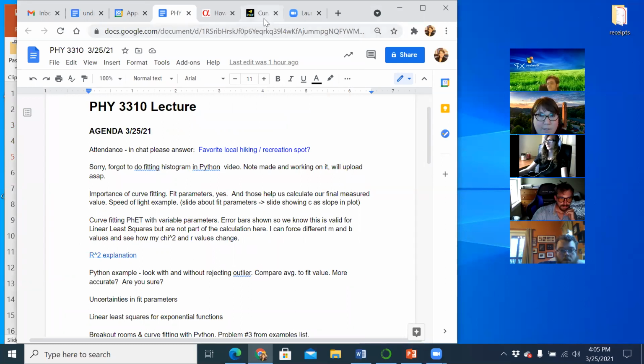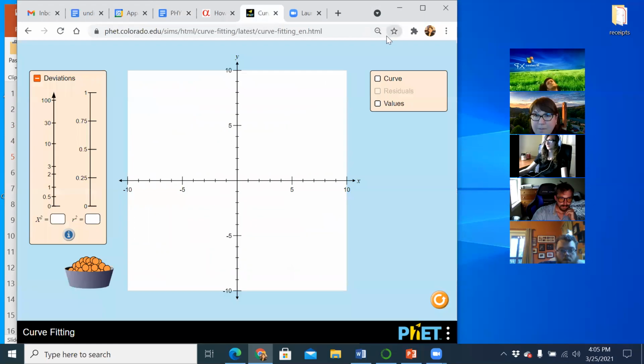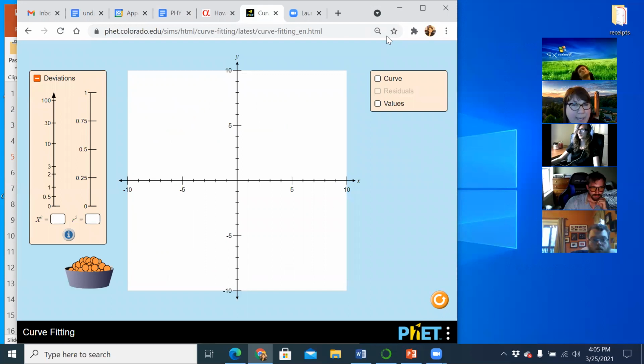Yeah, we're going to go back to this curve fitting FET. This was fun, but we didn't really get to use all the buttons yet. So we're going to do this again. I'm going to put in some values. We're pretending like we measured these values here. And yes, there are error bars here. Why do we only see error bars in the y direction here? Who can tell me why?